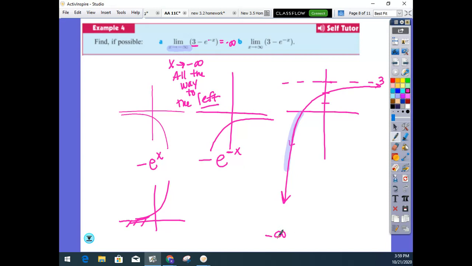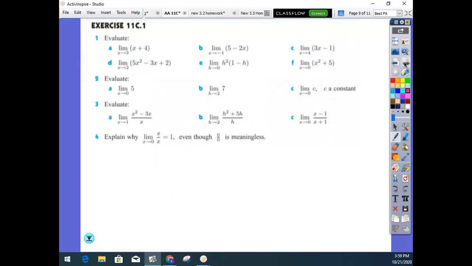All right, what is it doing as I go to the right? X goes to positive infinity just means to the right. If I trace this all the way to the right, what's it getting really close to? That asymptote of y equals 3. And that's the end.